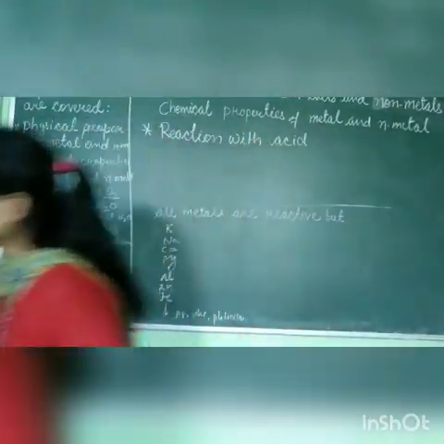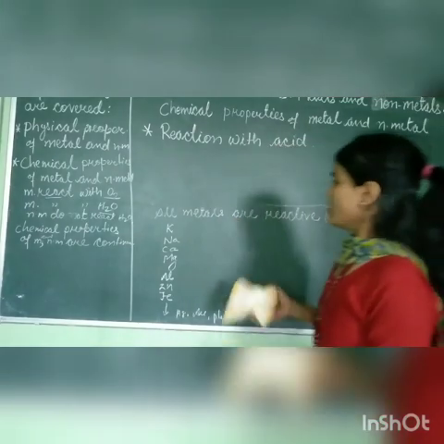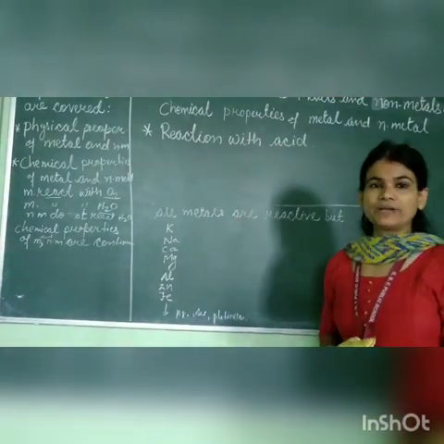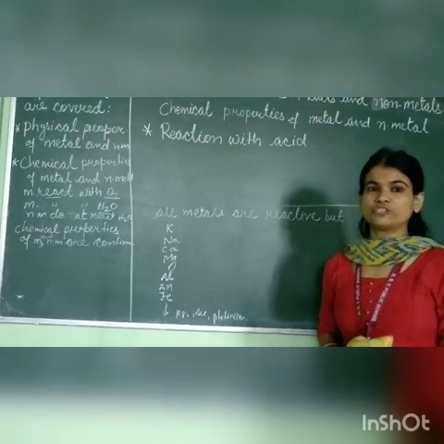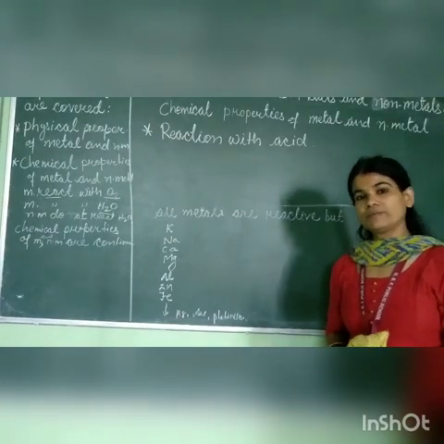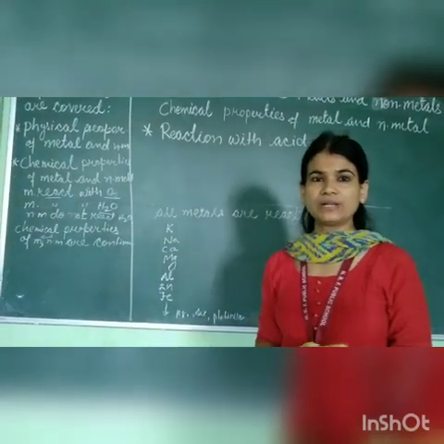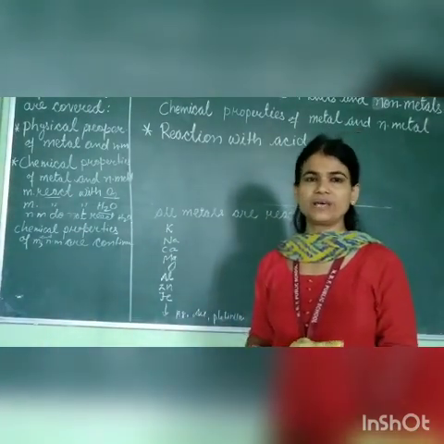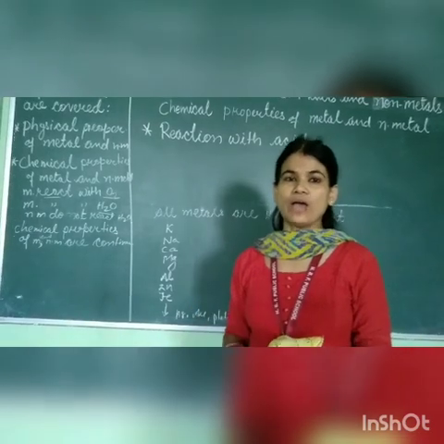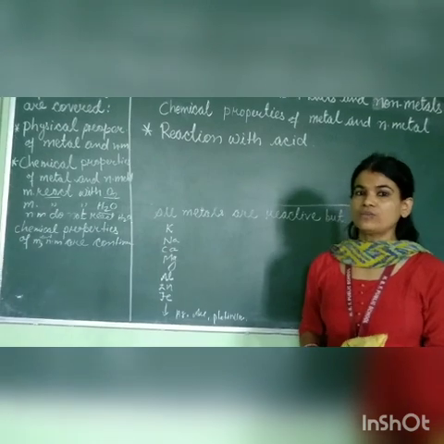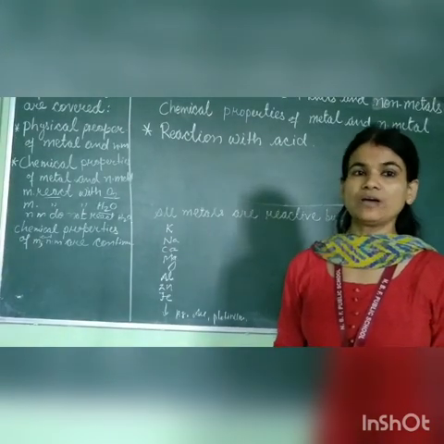This time, according to me, you can take magnesium ribbon, with the help of your senior, means teacher, and aluminium foil as metals, sulfur as a non-metal, and a coal piece, anything. You have to arrange some metals and some non-metals. Then you have to react all of these with the acid.